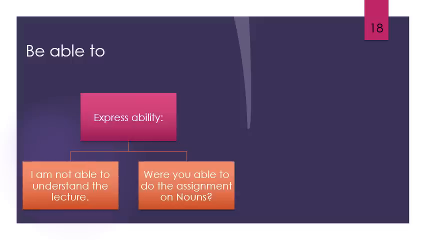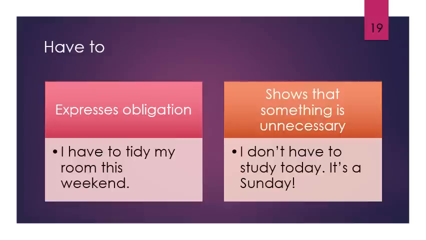Incapability of doing something. Were you able to do the assignment on nouns? Did you do it? Or if at all you did, were you able to, or did you just copy it from somewhere? So it expresses ability or absence of ability, both ways. The next semi-modal that we'll be discussing is have to. It expresses obligation. I have to tidy my room this weekend. You must. It expresses obligation, showing the meaning must.